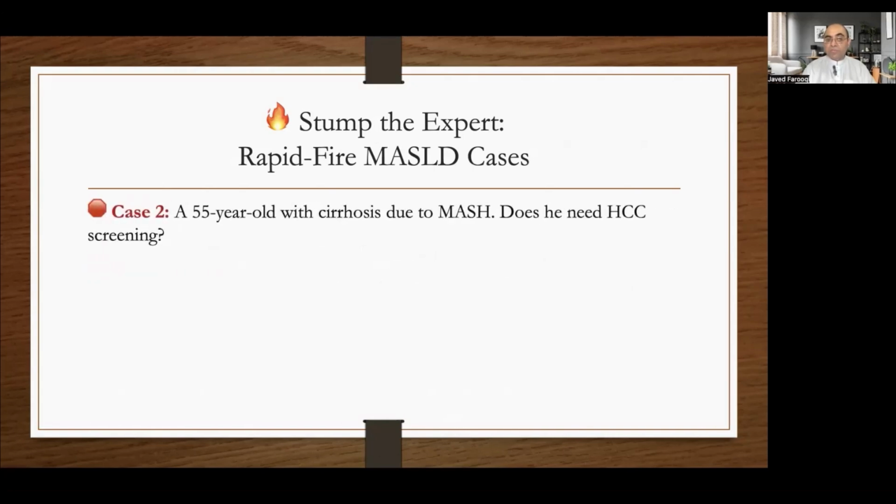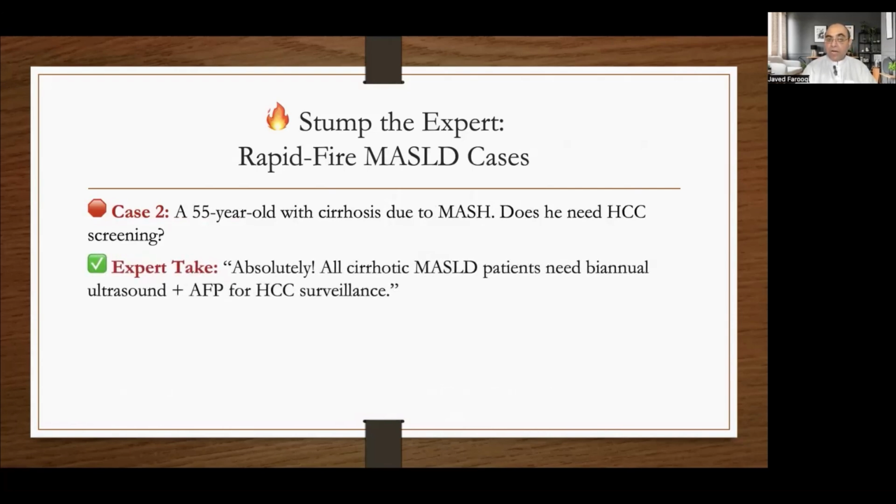Case number 2, a 55-year-old with cirrhosis due to MASH. Does he need HCC screening? Answer: absolutely. All cirrhotic MASLD patients need biannual ultrasound plus alpha-fetoprotein for HCC surveillance.